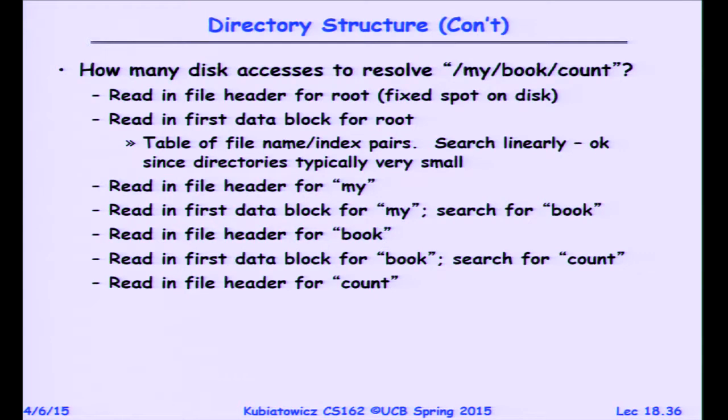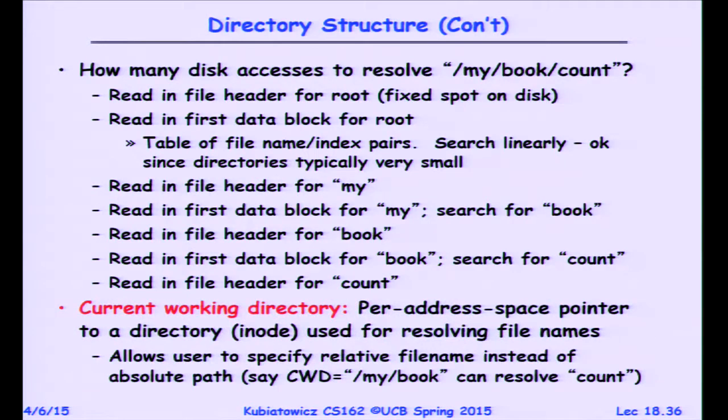Notice there's a bunch of resolution. This is called name resolution, where I'm going through and turning the path into the final file number of the file I want. Does everybody see how I've gone through a bunch of directories? I've gone through the / directory, the my directory, the book directory, and then I found the count file. So there are many directory lookups there. Is everybody with me on that? And so you could count how many disk accesses are involved there if you were so inclined.